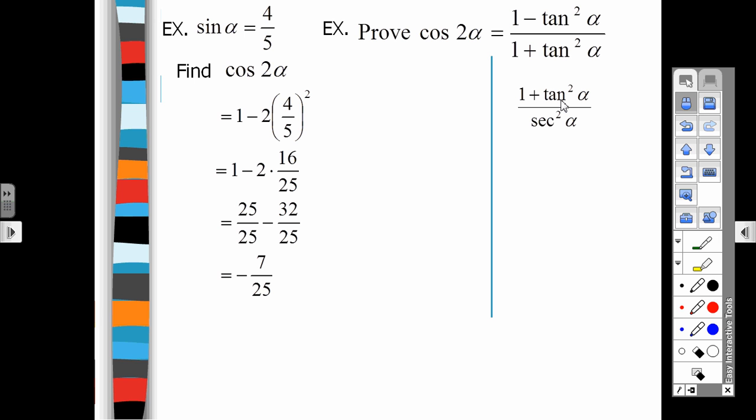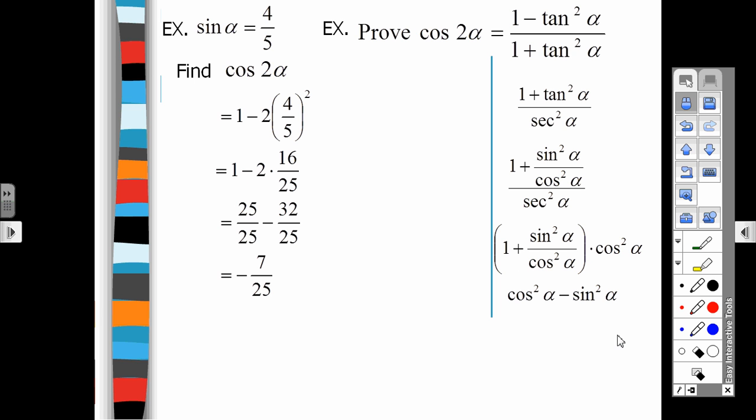The next thing we're going to want to do is convert tangent into sine over cosine. So we get 1 plus sine squared alpha over cosine squared alpha, divided by secant squared alpha. Maybe you do this at the same time, or as a separate step, but secant squared alpha in the denominator turns into cosine squared alpha in the numerator, and that gets multiplied by this expression. Then when you distribute, you end up getting cosine squared alpha minus sine squared alpha. This, if you recall, is one of the three double angle identities for cosine. So over here we can turn this into cosine squared alpha minus sine squared alpha, and you're done.